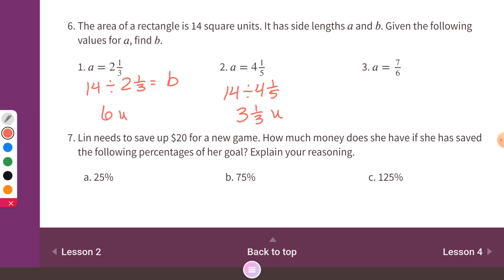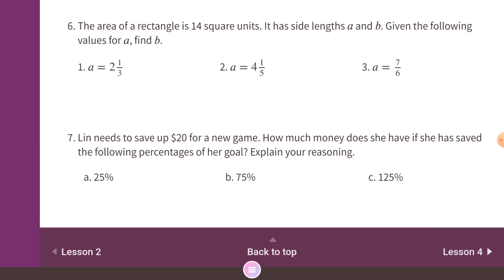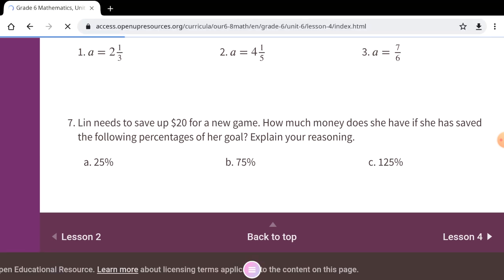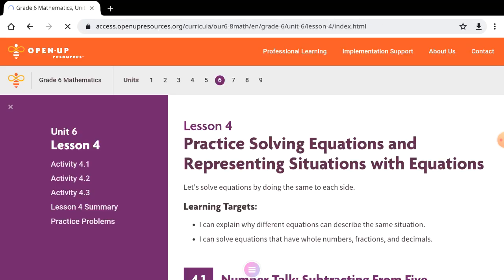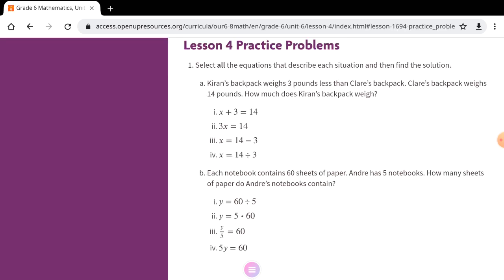Next one, you had to take 14 divided by 7/6. Emmy, what did you get for this one? 12 units. Questions on those? Brendan? No? Okay, flip over to the lesson 4 practice problems from yesterday. On this one, you just had 1 through 4.